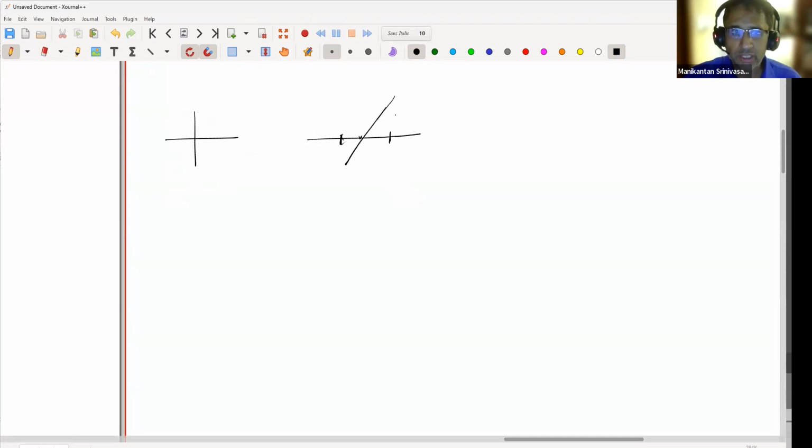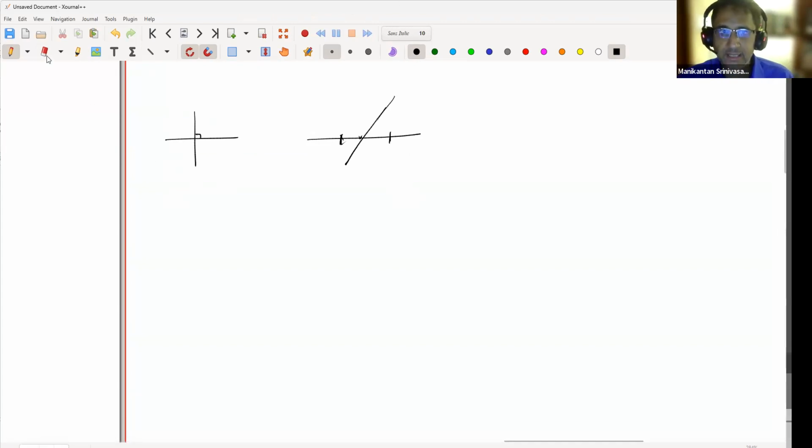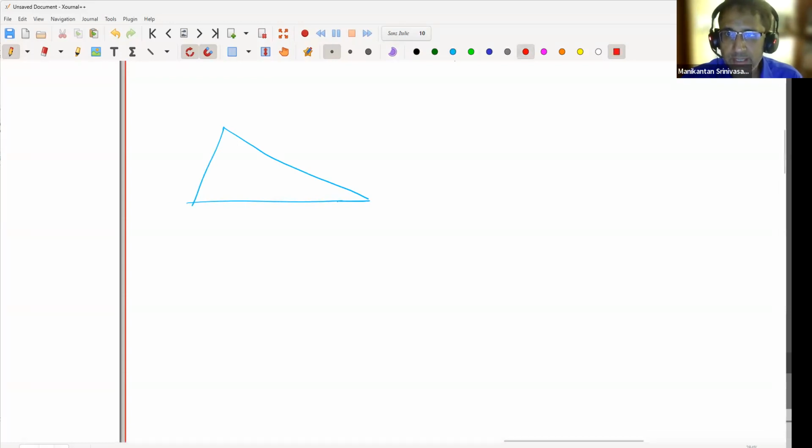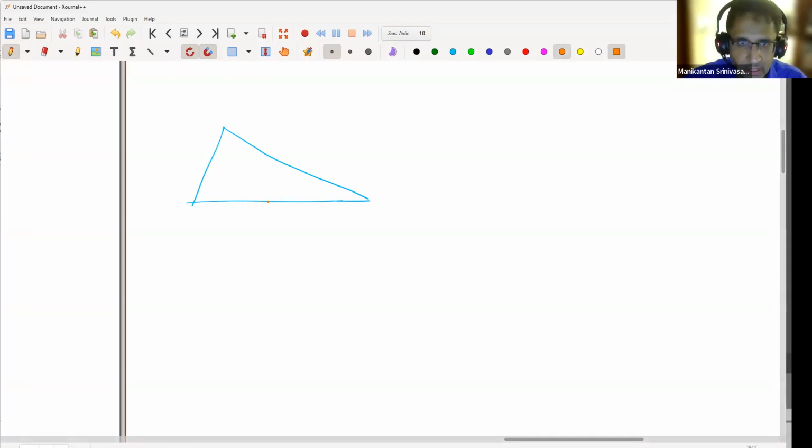If a combination of both happens, as in a line is both perpendicular and bisecting, such a line is called a perpendicular bisector. So in the context of a triangle, suppose I have this triangle like this. Now if I want to draw a perpendicular bisector to this base, let's say this is A, B, and C, it must first of all bisect BC, meaning it must pass through the midpoint of BC, and it must be perpendicular to BC. So this is the perpendicular bisector of BC.